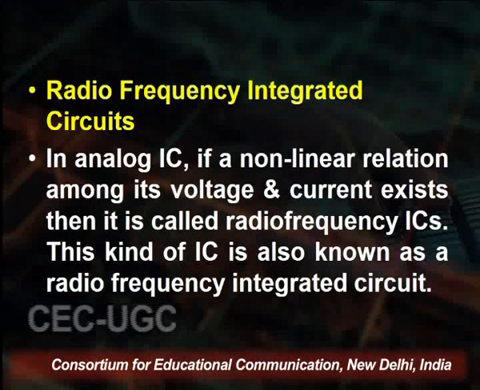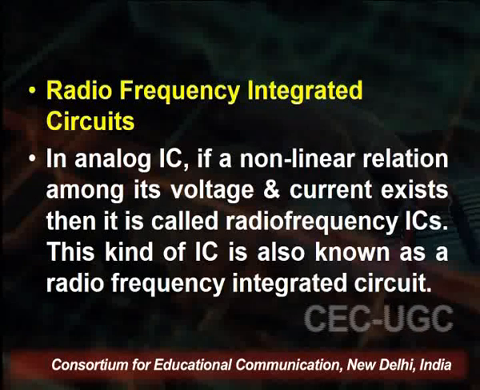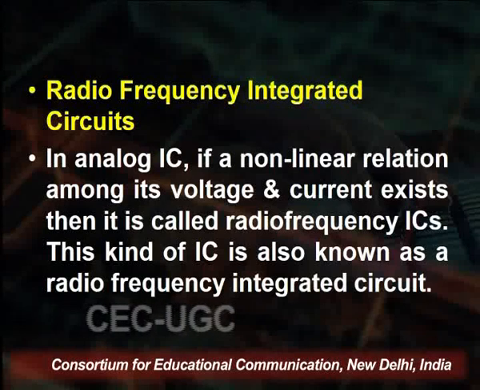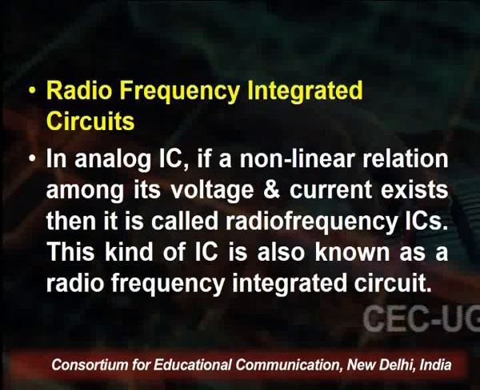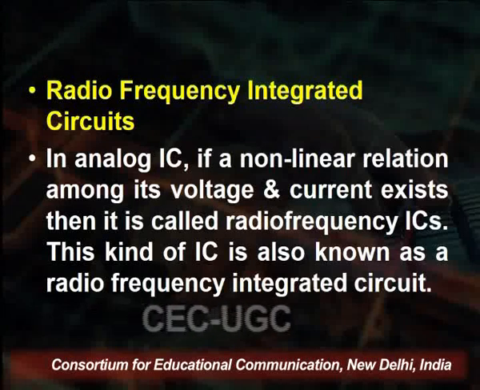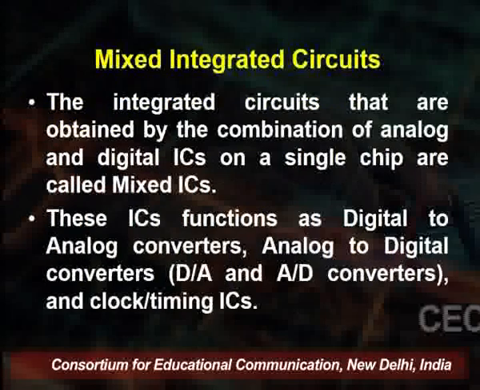And the second analog IC is the radio frequency integrated circuit. So in this analog IC, a non-linear relation between the voltage and the current exists. It contains integrated circuits having both linear as well as non-linear relations. So if non-linear exists, then it is called the radio frequency IC. This kind of IC is also known as a radio frequency integrated circuit.